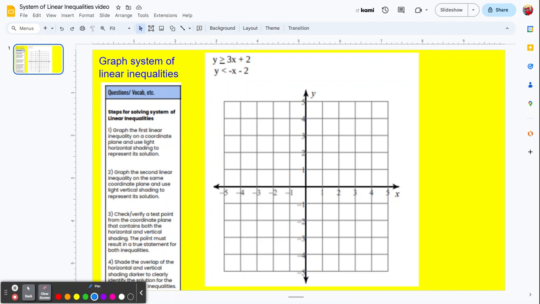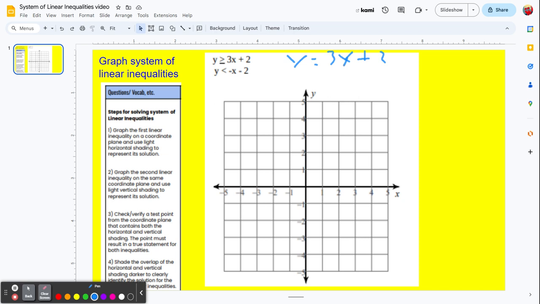This video provides instruction on how to solve a system of linear inequalities by graphing. So here's our system. y is greater than or equal to 3x plus 2, and y is less than negative x minus 2. Our first step is to take the first inequality and change it to an equation, y equals 3x plus 2. And now we are going to graph that line.